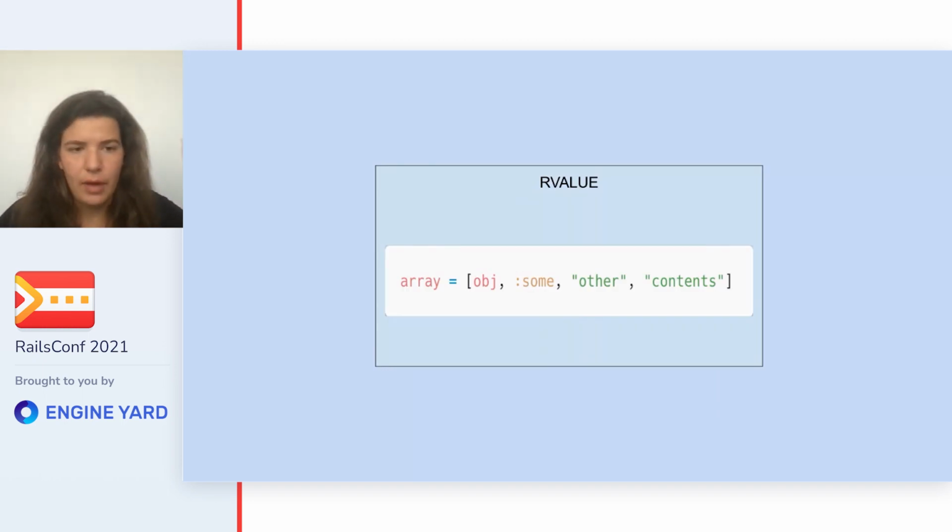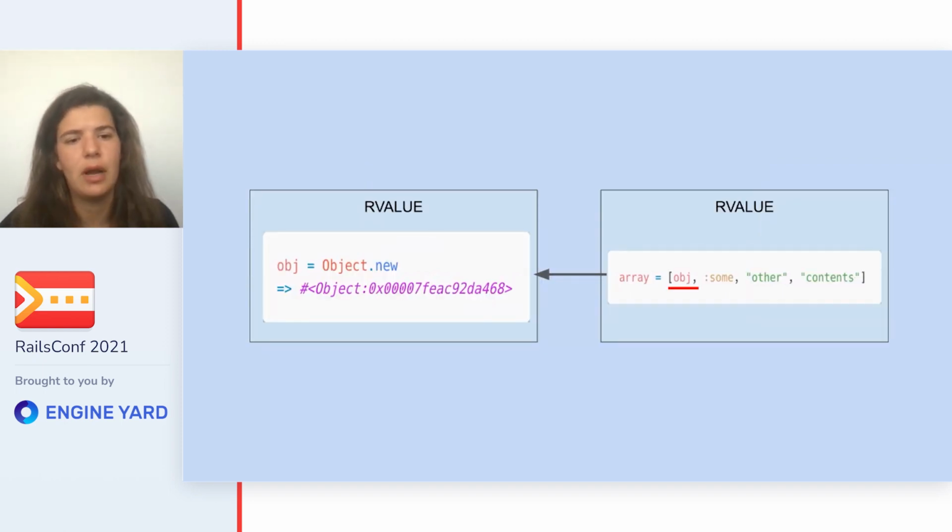So back to our R values. R values can also hold references to other R values. So in the case of an array, for instance, if we had our object within an array, what'll happen here is this R value will have a reference to another R value where our object lives.